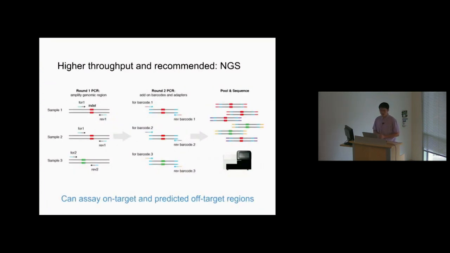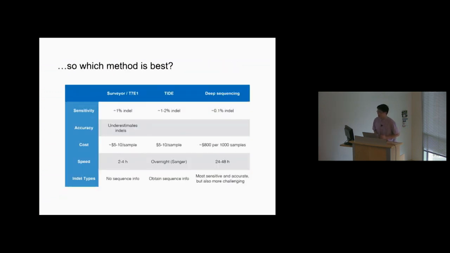And then the third and arguably the most sensitive method is targeted deep sequencing, where we do a similar PCR as surveyor and TIDE, but instead we do single molecule sequencing and count for each of those single molecules: was there an indel or was there not an indel? This is a little bit more involved of a library prep, but in terms of the pros and cons of these methods, it tends to be the most sensitive.